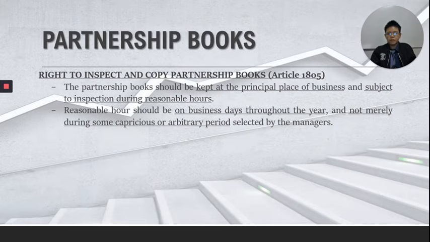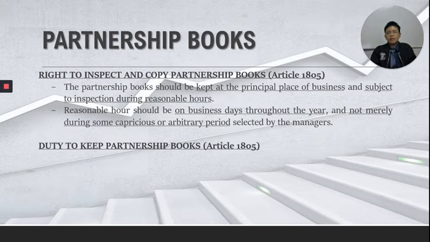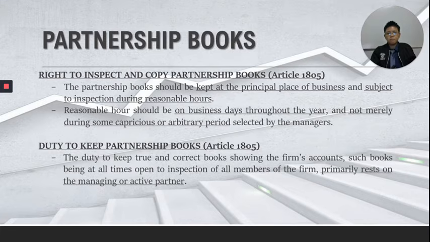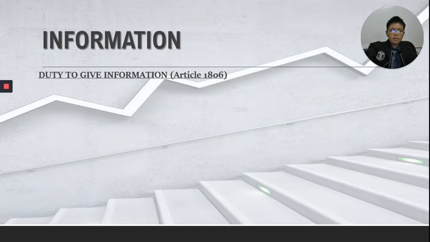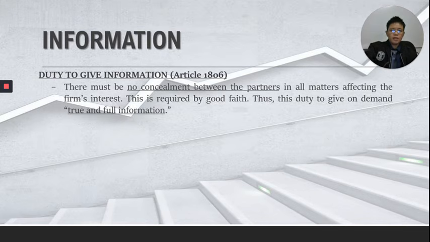Yan. What is reasonable hours? Probably business hours. 8 to 5. Yan. What else? Also, kung right yan, the managing partner or the active partner has a duty to keep partnership books. Yan. Subject to inspection of other partners. So, Article 1806 talks about the duty to give information. So, each partner is required to give true and full information on demand. There must be no concealment. Again, a partnership is a relationship of trust and confidence. So, bawal magtago ng information.